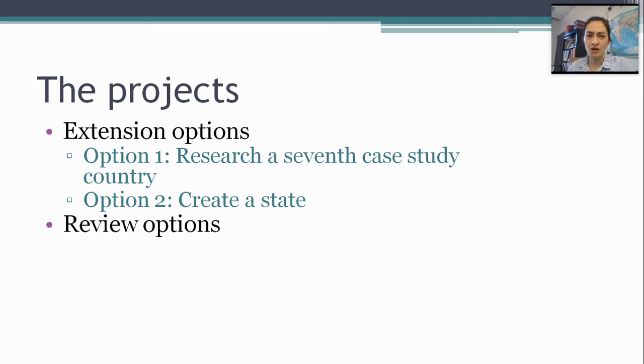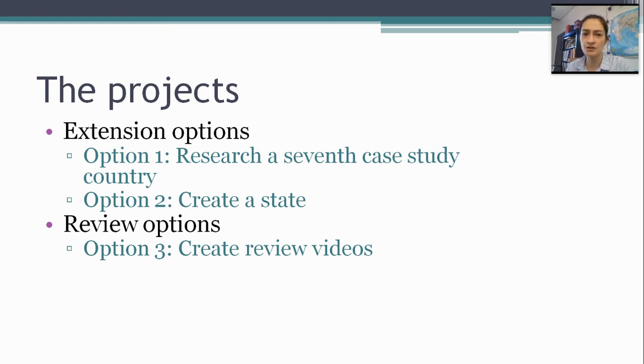The other two options are better suited for people who are planning to take the AP exam, although they're not foreclosed to you if you prefer these options and you're not taking the AP exam, but they're designed to consolidate your knowledge, and if you're taking that test, get you ready for it. Option number 3 is going to be to create 3 review videos to try and take the model of the videos that I've been occasionally delivering, the lectures that I've occasionally been recording throughout this course.